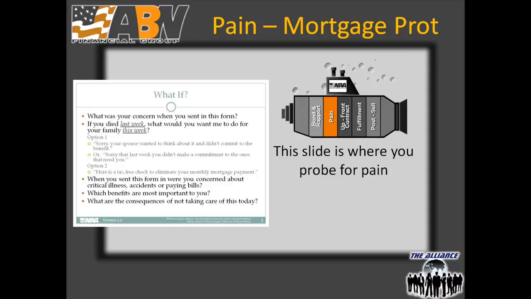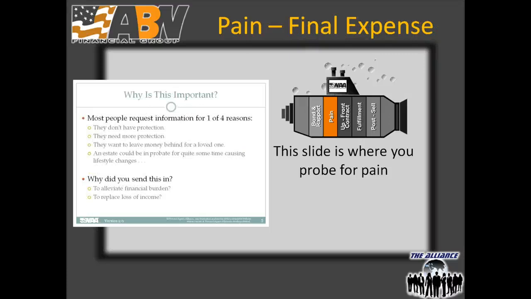Okay. The final expense pain slide looks more like this. Why is this important? Most people request information for one of four reasons. You list out the reasons. Joe and Mary, why did you send this in? Which one of these four reasons applies to you? This is where you get them talking about their problem and getting them to that emotional reason why they need this.